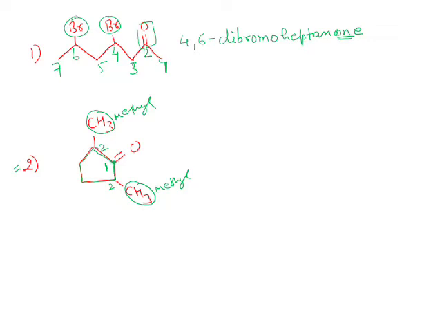So I'll go clockwise. So this is 2, this is 3, this is 4, this is 5. So how are we going to name it? We're going to name 2,5-dimethyl, because we have methyl group on both sides, and we have 5 carbons, and this is a cyclic compound. We have to write cyclo, and then we have pentanone, right? Because this is a ketone, right?